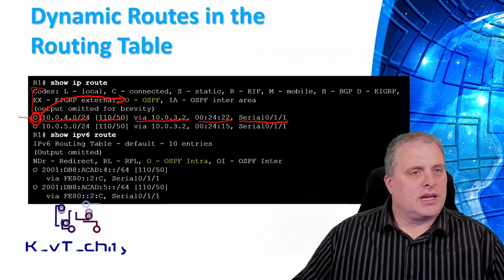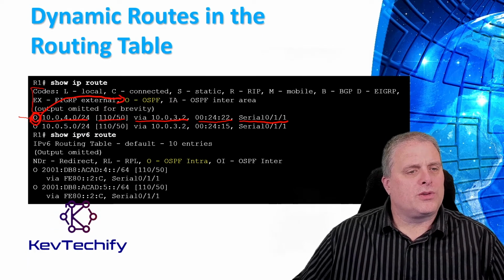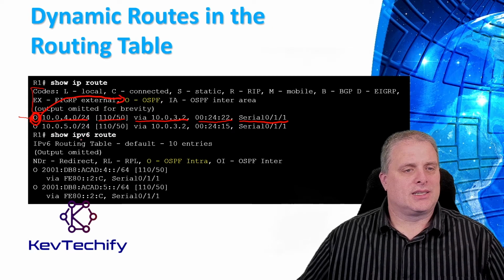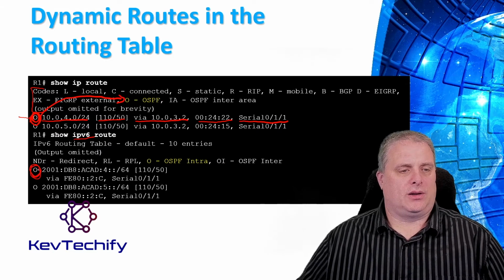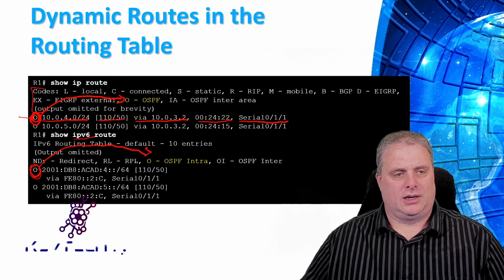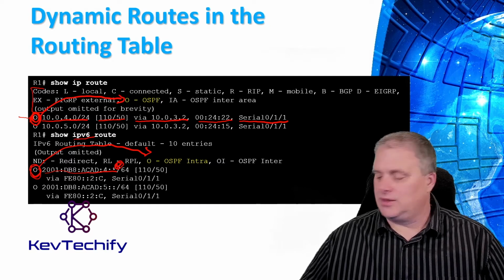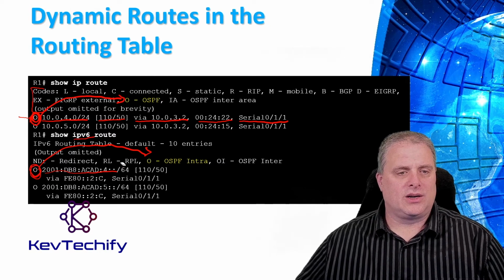And to tell it's a dynamic route, once again, we look at the first symbol. If we do a show IPv6 route, that's how we get the IP version 6 information. It starts off with that same code at the beginning, O for OSPF. Then we have our destination network. Notice it ends in a 0 here. There's nothing listed after it.